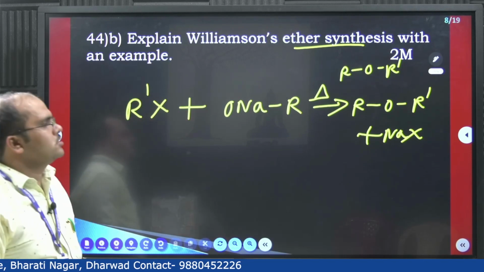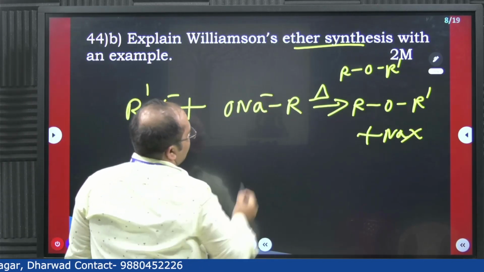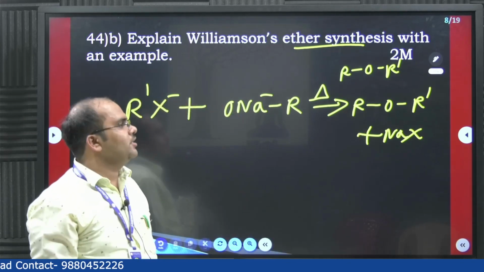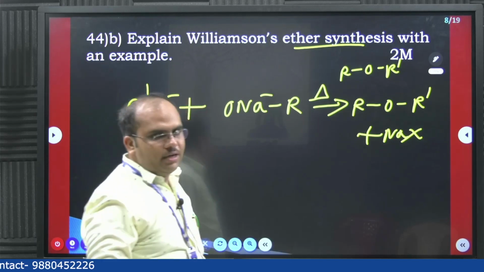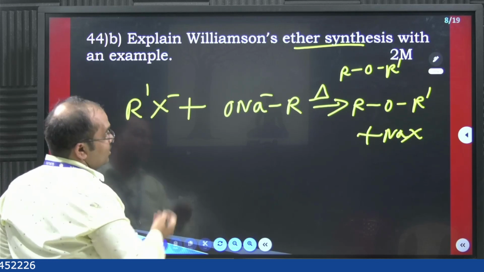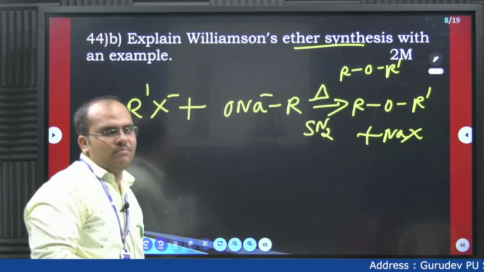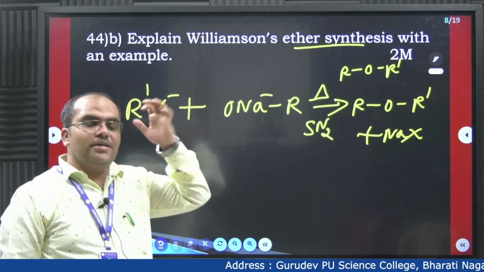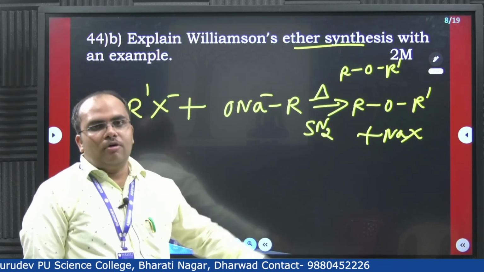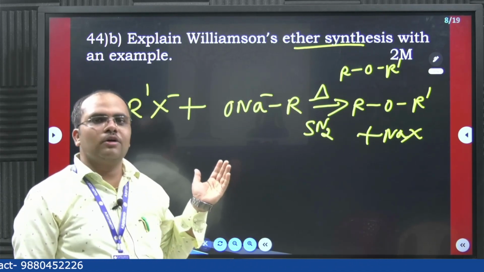My dear students, you can consider the removable part or you can consider the target product. Either way you will get the final product for the ether synthesis, and this you can correlate with the SN2 reaction mechanism. Here the SN2 reaction goes directly to the formation of the product by inversion of configuration.